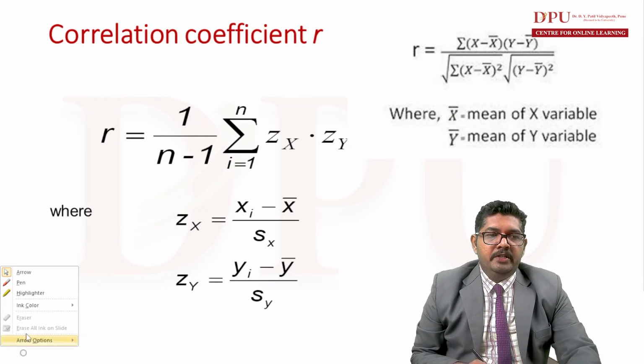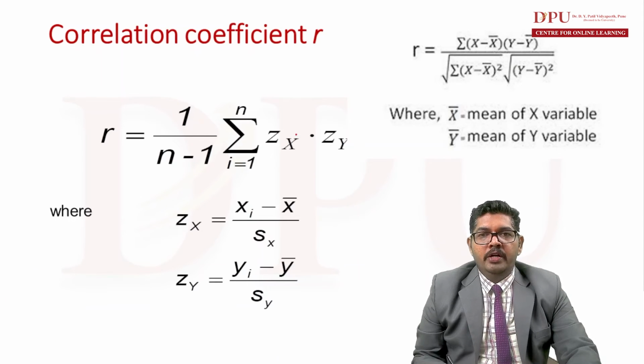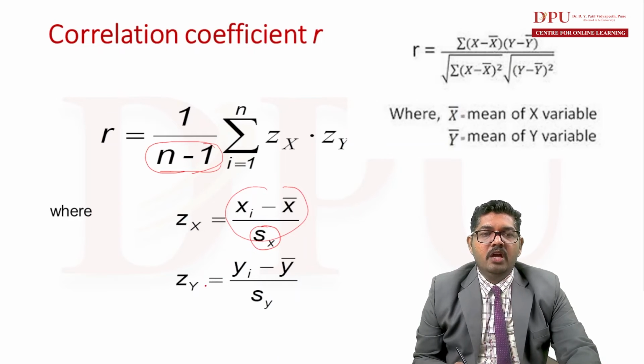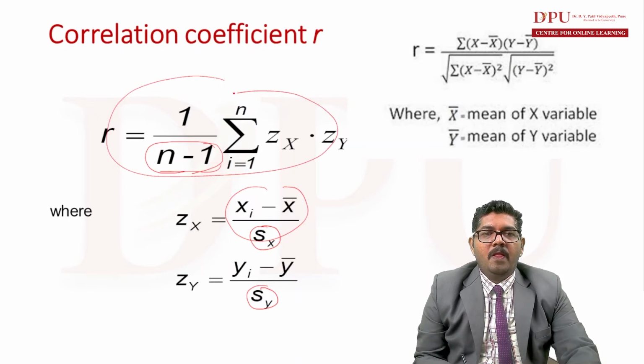So we can use this particular formula to calculate the value of R. Now we have an alternate formula here. Why n-1 is here? Because when we are dealing with sample data, we have to use n-1, and when we deal with population data, we can use n. Zx is xi minus x bar divided by sx. Sx is the sample standard deviation. Zy is equal to yi minus y bar, that is the deviation between y values and y bar, divided by sy. Sy is the standard deviation of y. You can use either this formula or that formula. This is a direct method actually. Both of them will give you the same result.